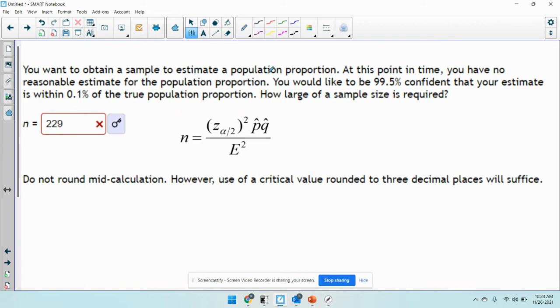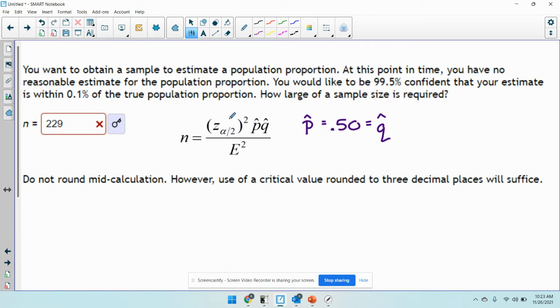So we have no reasonable estimate for p hat for the population proportion. So we assume that p hat is equal to 50% because we don't have an estimate, which is also going to be what q hat equals, because q hat is just 1 minus p hat.